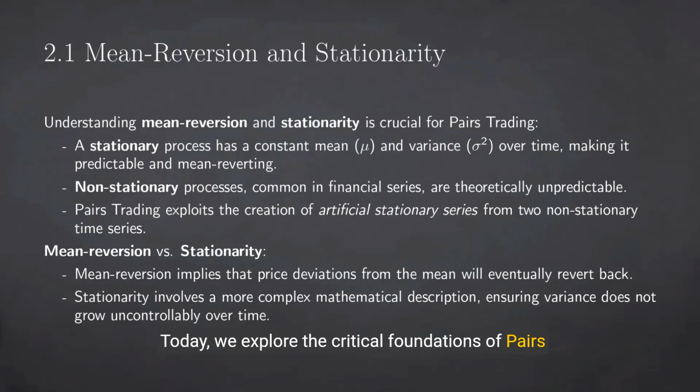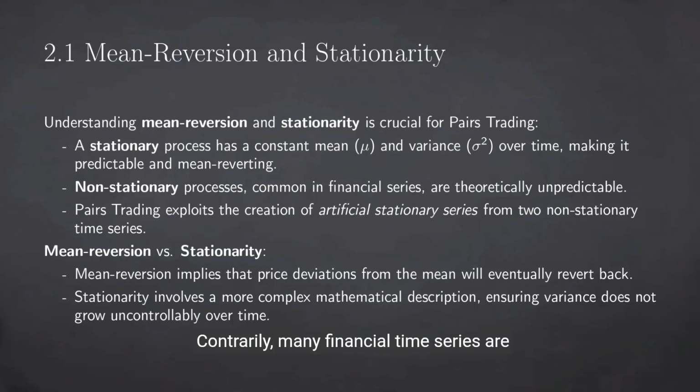Today, we explore the critical foundations of pairs trading, mean reversion, and stationarity. Grasping these concepts is crucial because they underpin the strategies used by traders to capitalize on predictable price behaviors. First, consider stationarity. A process is termed stationary if its statistical properties, like mean and variance, remain constant over time. This predictability makes the process inherently mean-reverting, which implies that it tends to return to its average value over time.